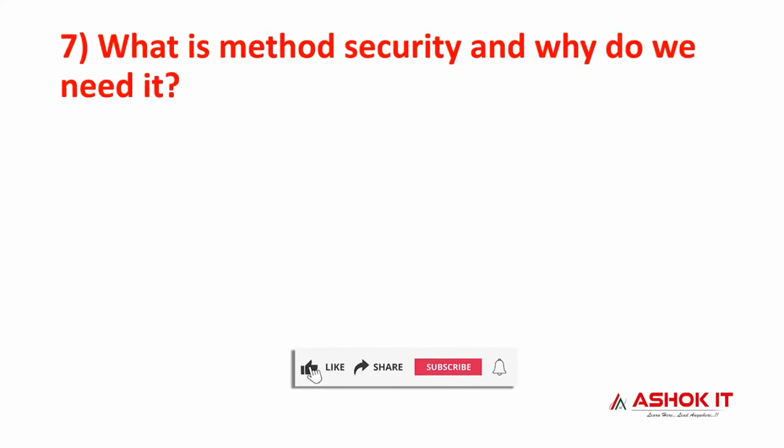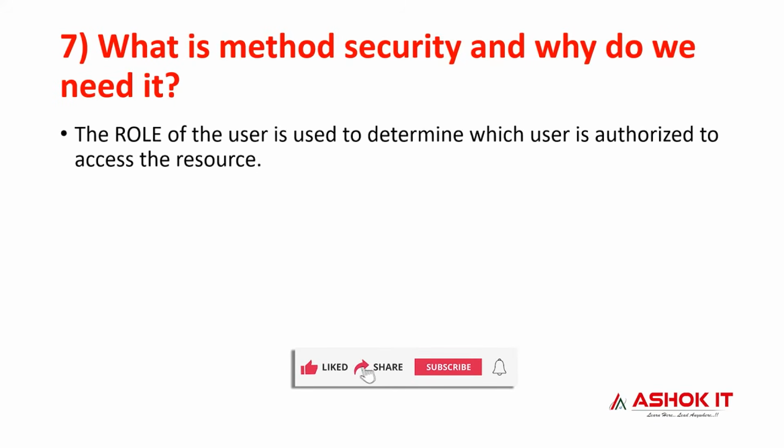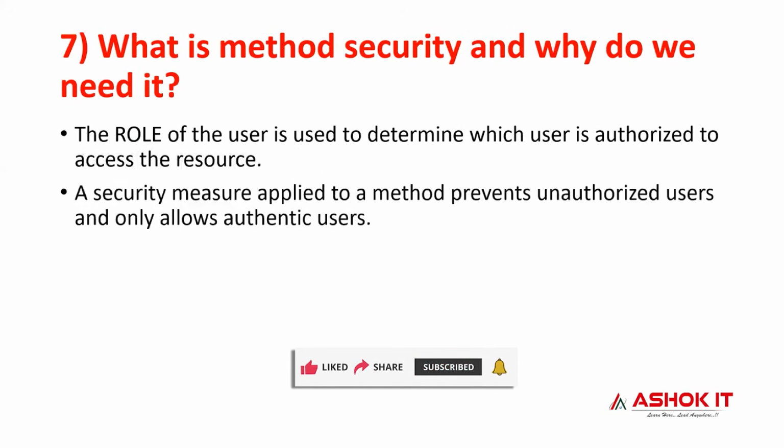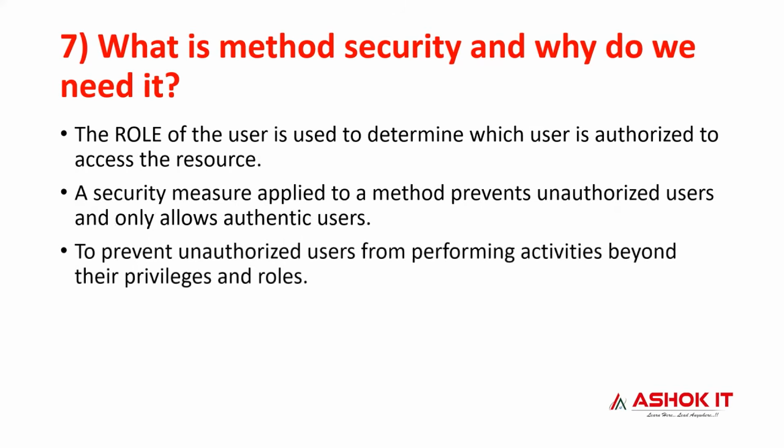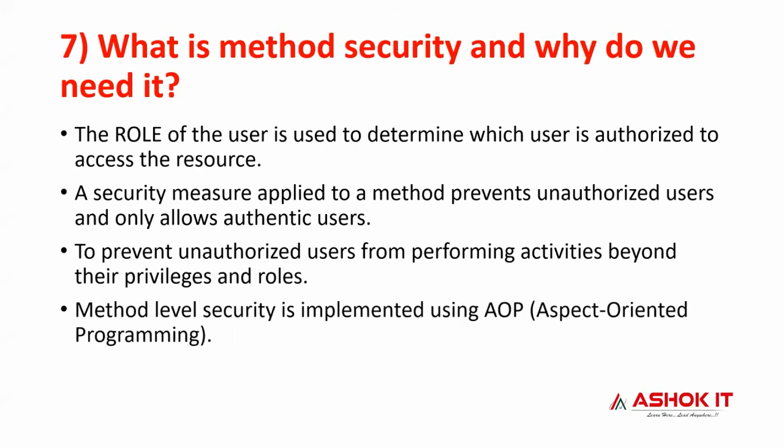Question number 7. What is method security and why do we need it? Here, the major concept is role. That role will decide who can access what. That is called authorizing. A security measure is applied even to prevent unauthorized users. It even says who cannot access this and who can access this. For example, admin can access all the employees. Employee can access his project and profile. Employee cannot access admin credentials. We are going to mention everything for a specific method here. So we are preventing unauthorized access by using specific rules. Such a concept is implemented as method-level security. This internally uses aspect-oriented programming.